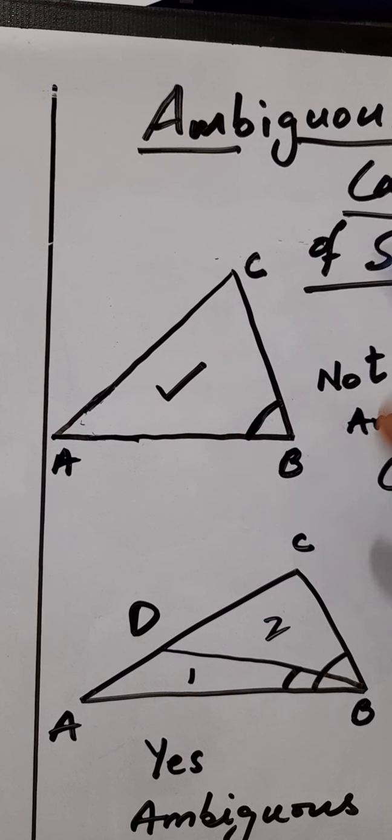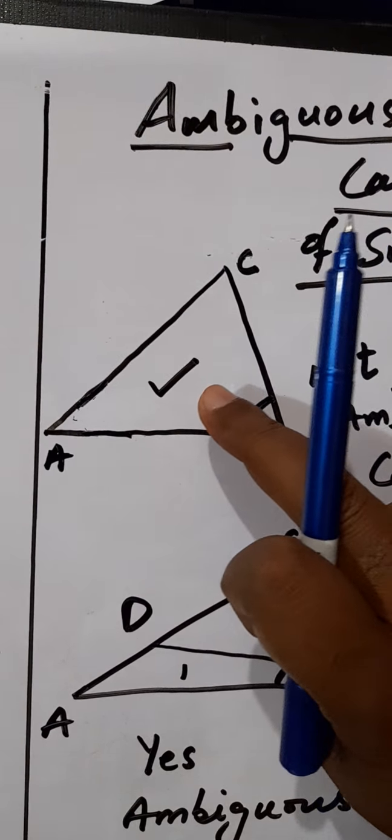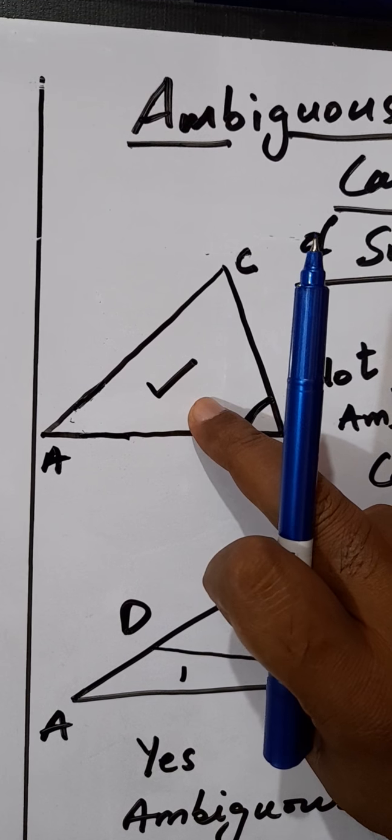So if the case is not ambiguous, then this type of triangle is formed. I hope you got it. So take care.